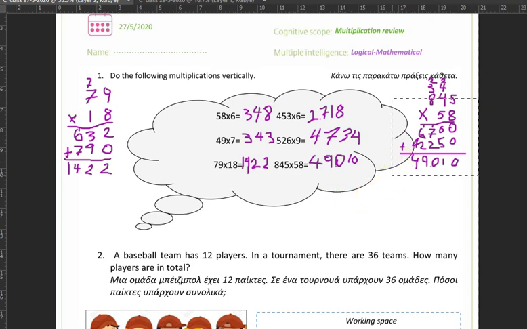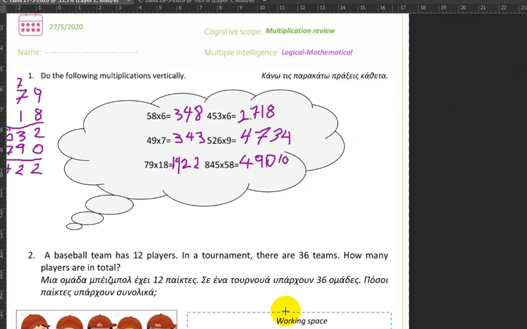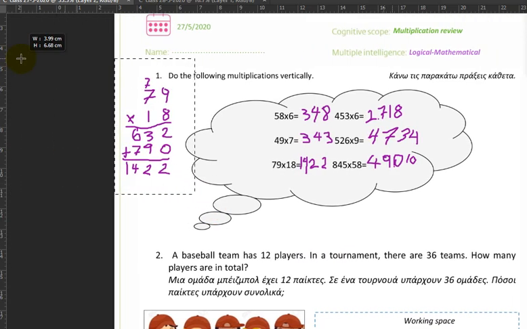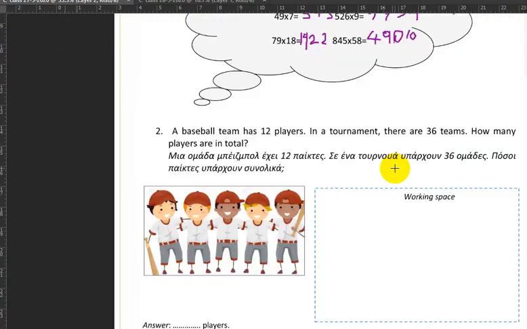All right, let's delete all that. We don't want our paper to be dirty.